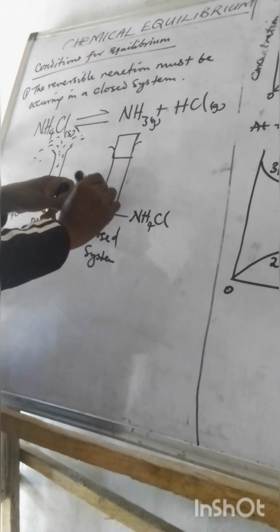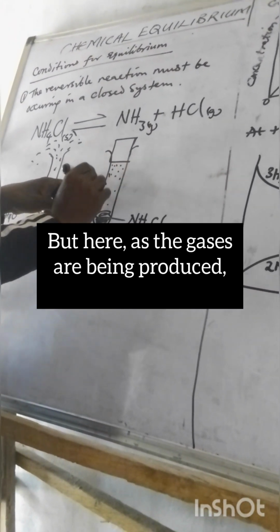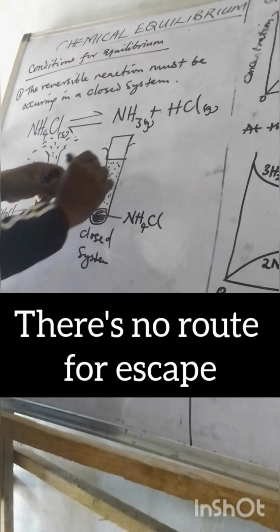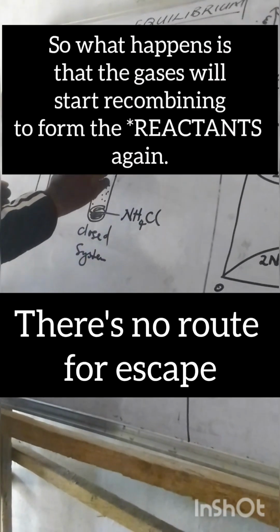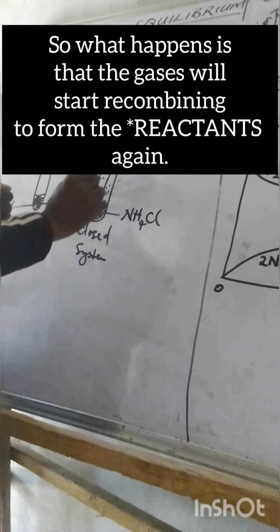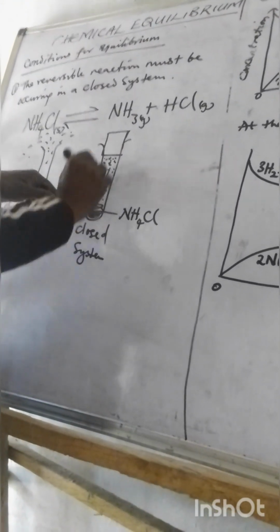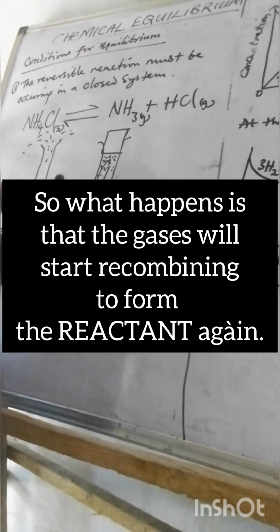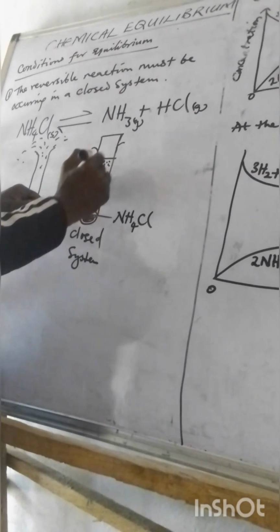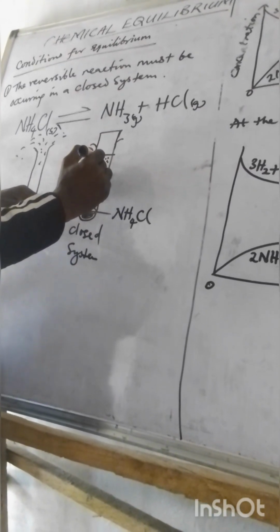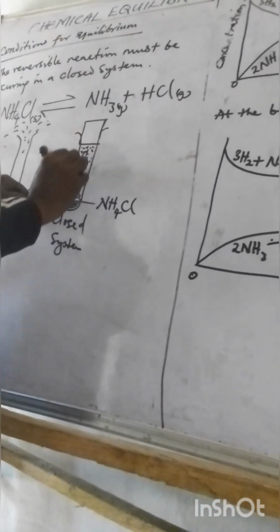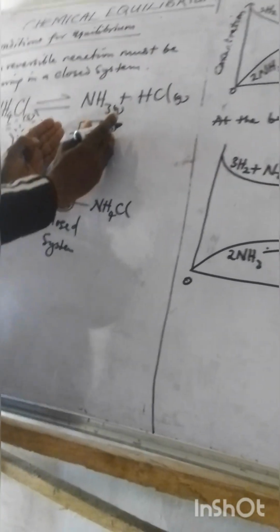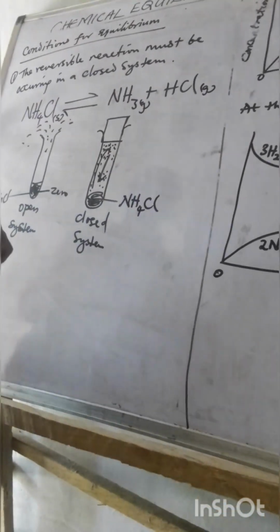But here, as the gases are being produced, there is no route for escape. So what happens is that the gases will start recombining to form the reactant again. As the reactant disintegrates to form the gaseous products, they will recombine to form the reactants again because the system is closed.